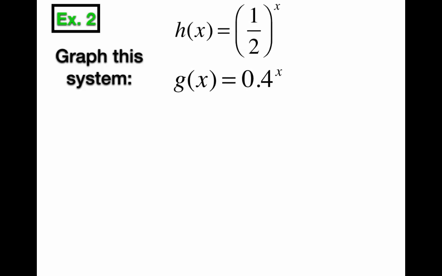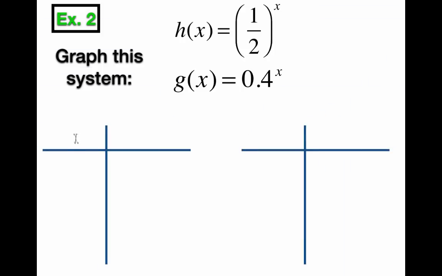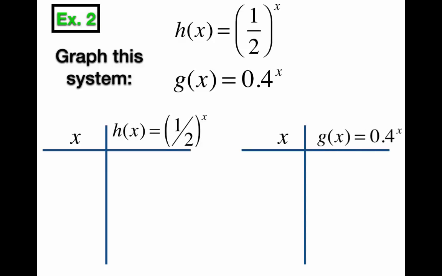This time, the system we're going to graph is going to have some fractions and decimals involved. We're going to graph h of x equals 1/2 to the x power, and g of x equals 0.4 to the x power. So now we're going to do fractions and decimals. The other graph had whole numbers. So same story, I'm going to be making 2 tables, one for the h of x and one for the g of x. So set yourself up with 2 nice looking tables.